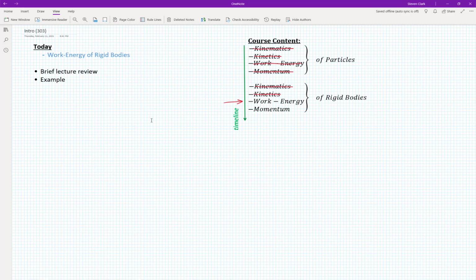Today we will talk about work energy of rigid bodies. And the plan for today is the following. We will have a brief lecture review and then we will solve one example. Without further ado, let's dive straight into our discussion.